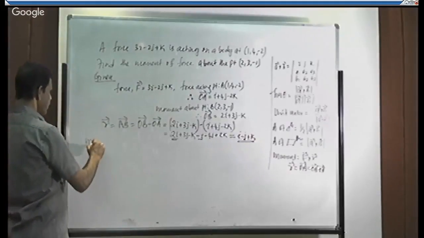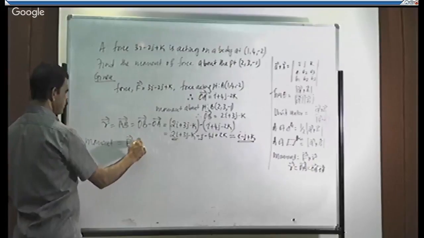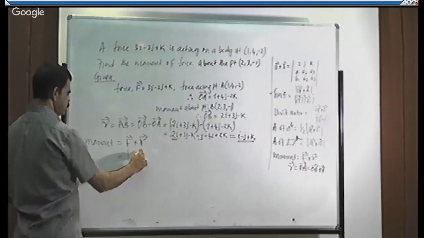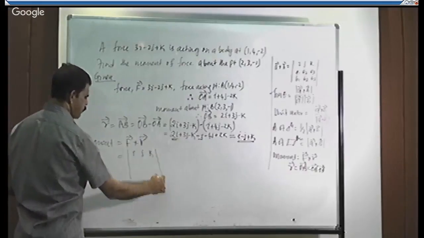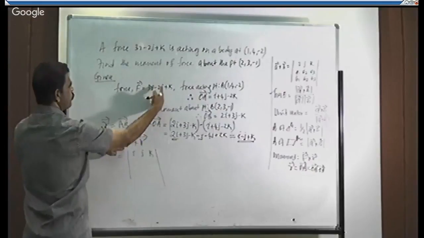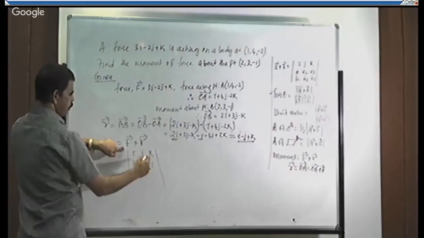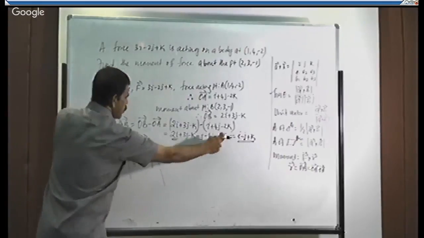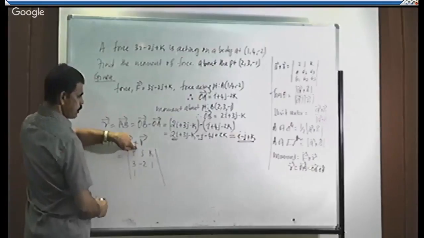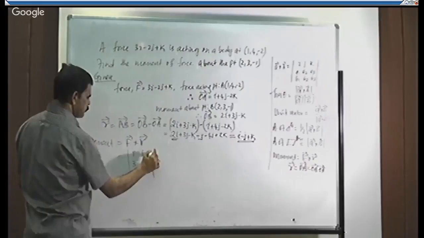Therefore, moment is equal to what? F cross R. Right? i, j, k. F, which is 3i minus 2j plus k, take their coefficients: 3, minus 2, 1. R, which is i minus j plus k. What are the coefficients of i, j, k? 1, minus 1, 1. Expand it.